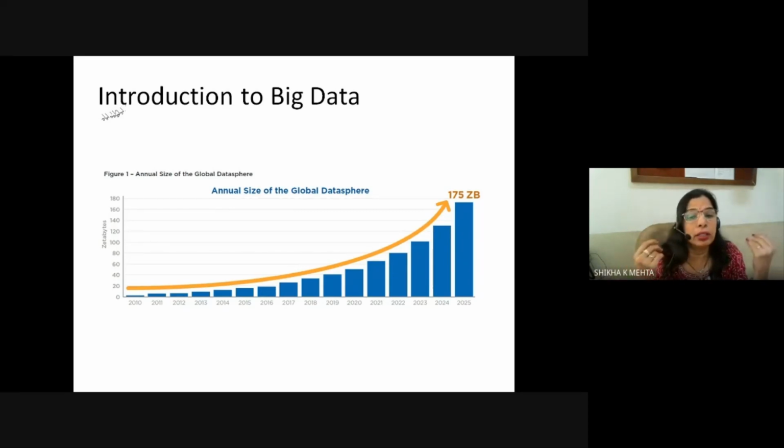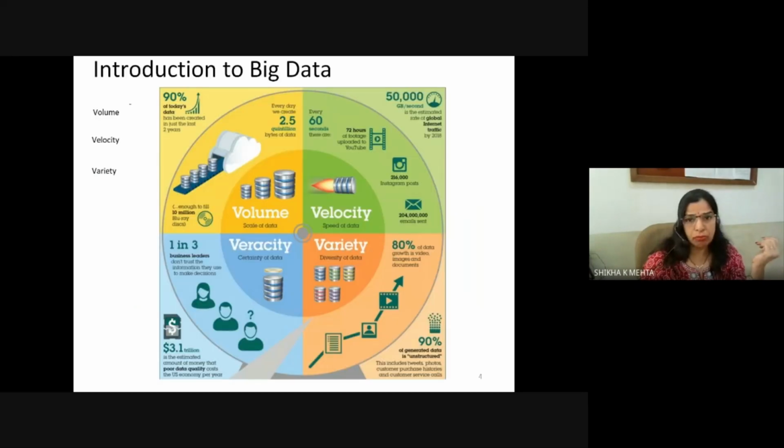We need to develop new technologies and new algorithms for processing all such data that is being generated. Then we talk about velocity. Velocity means the speed with which the data is growing.